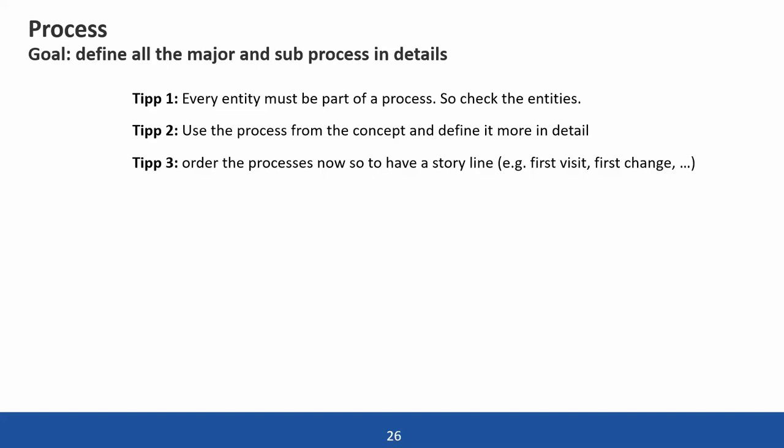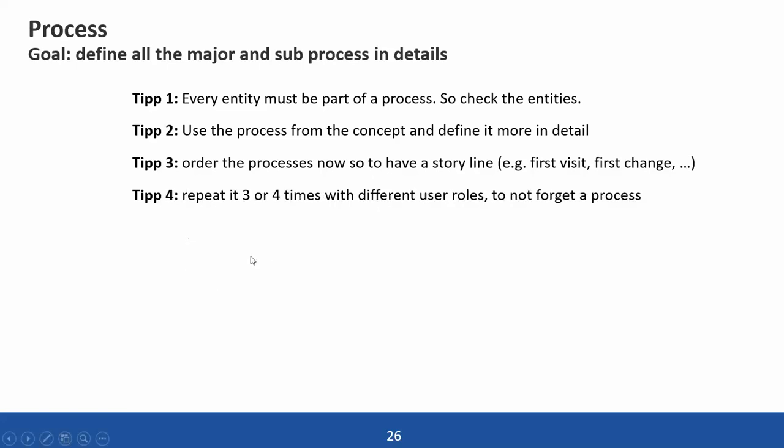And don't fear that perhaps in some cases there are processes that can be parallel. It's not a problem. Even if they're parallel, think of, okay, even if it's parallel, I'm still starting with this and then this process, because a user cannot do both. So it will help you a lot to really get the whole picture, and repeat it 3 or 4 times with different user roles to not forget the process.